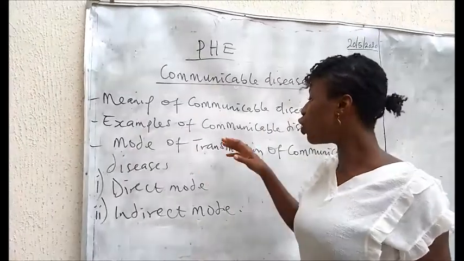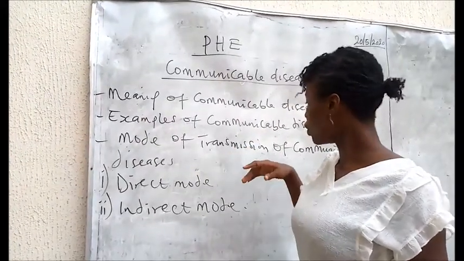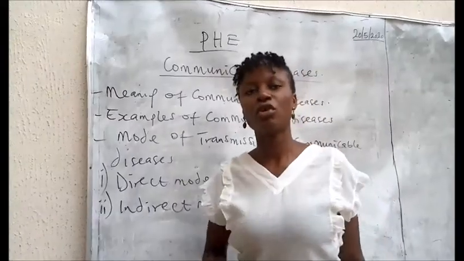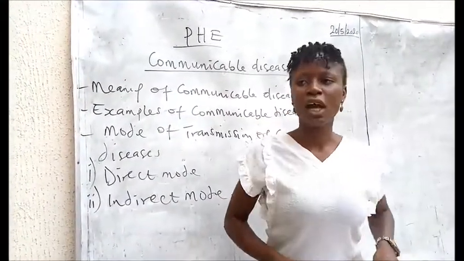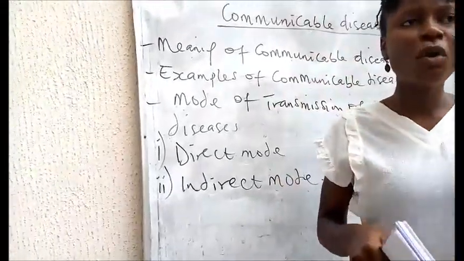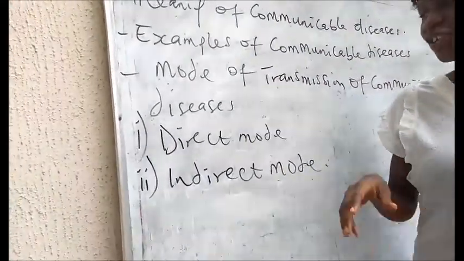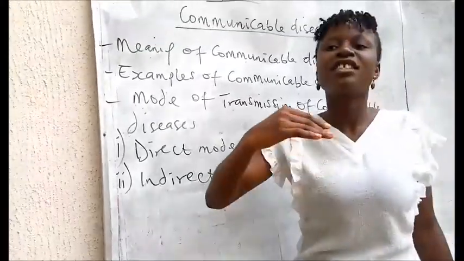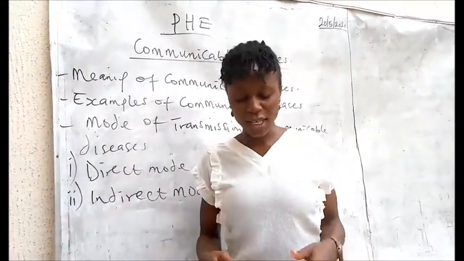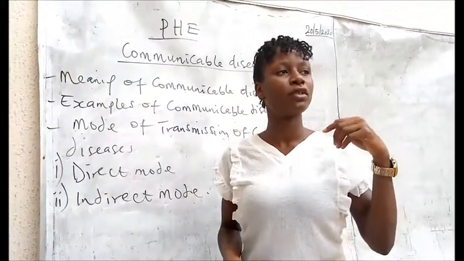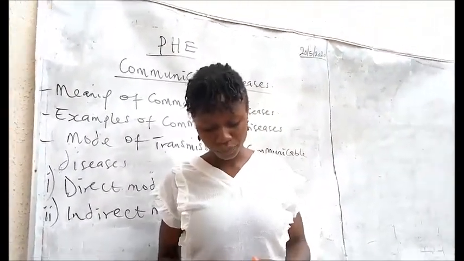Then, modes of transmission of communicable diseases. We have two modes of transmission of communicable disease. We have the direct mode and the indirect mode. You know what direct is. If you say that something is direct, it means that it goes straight. It just moves from one person to another. So let's see the definition of direct mode.